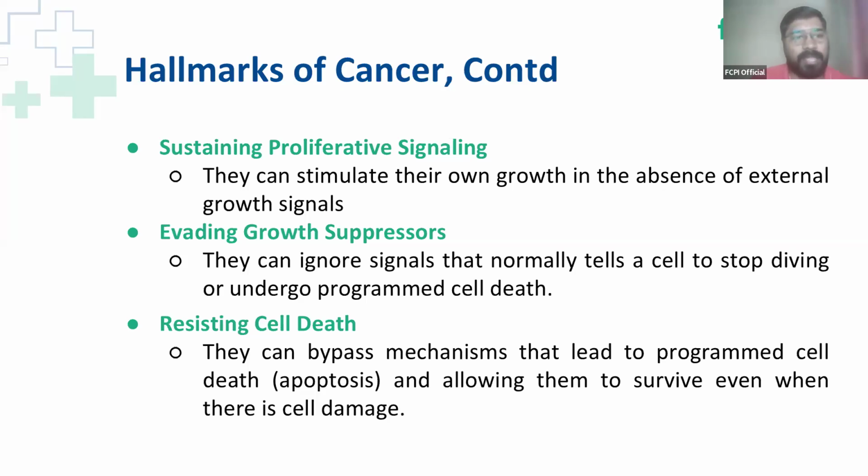And the second one, evading growth suppressors. Here, they ignore the signals that normally tell a cell to stop dividing and to undergo programmed cell death. The TP53 gene is the most common one through which cancer evades tumor growth suppressors.